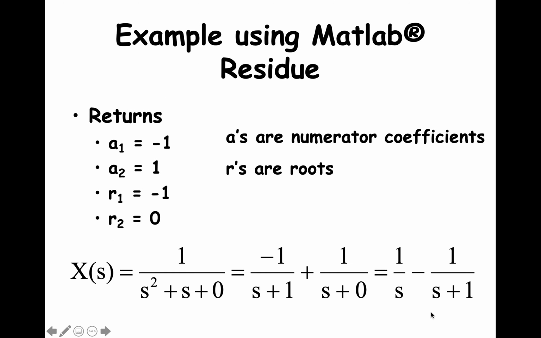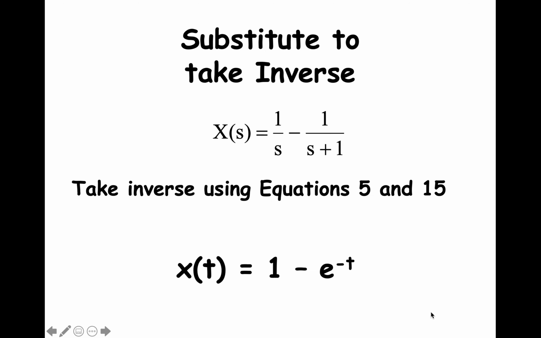Given the residue command results, we can write the partial fraction expansion using the a's and r's as negative 1 over s plus 1 plus 1 over s plus 0. It is important to keep the subscripted terms together. After reorganization and simplification, we get 1 over s minus 1 over s plus 1. Taking the inverse using the Laplace transform table produces x(t) equals 1 minus e to the power minus t.